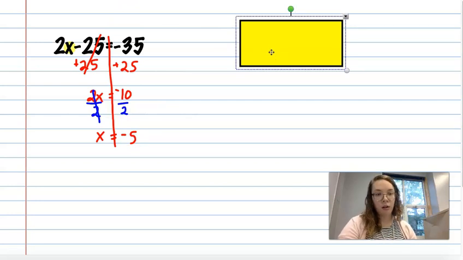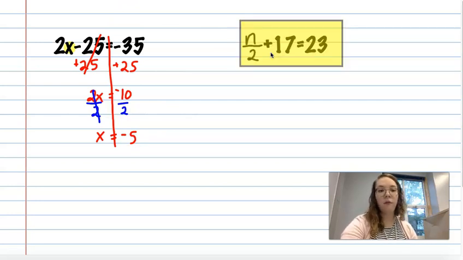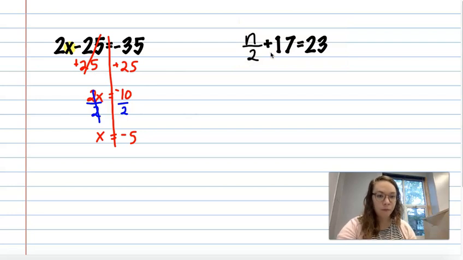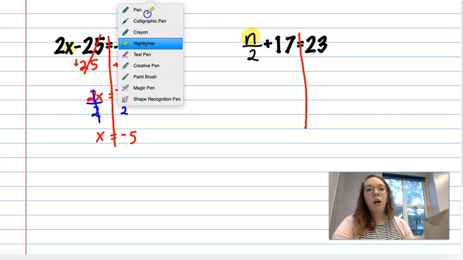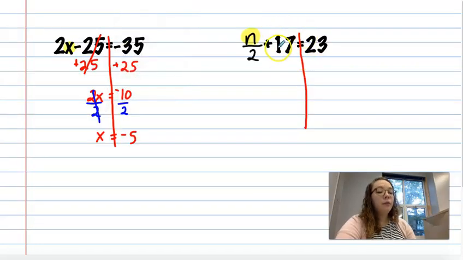Again, use your calculator to check yourself if you need to. There's no shame in that. All right, line first. It is often helpful to highlight your variable. We have to move the 17 first because it is farther away from n than this 2 is. I'm going to do the opposite, which is subtract 17 from both sides.